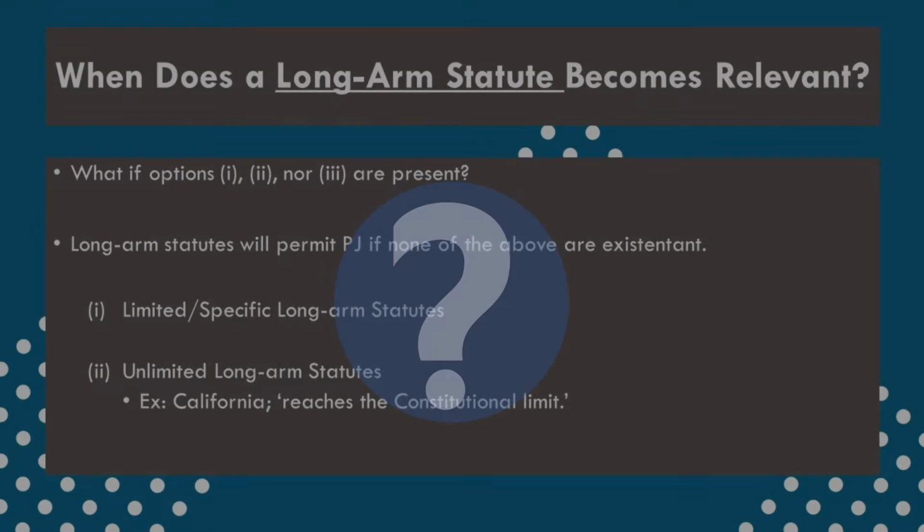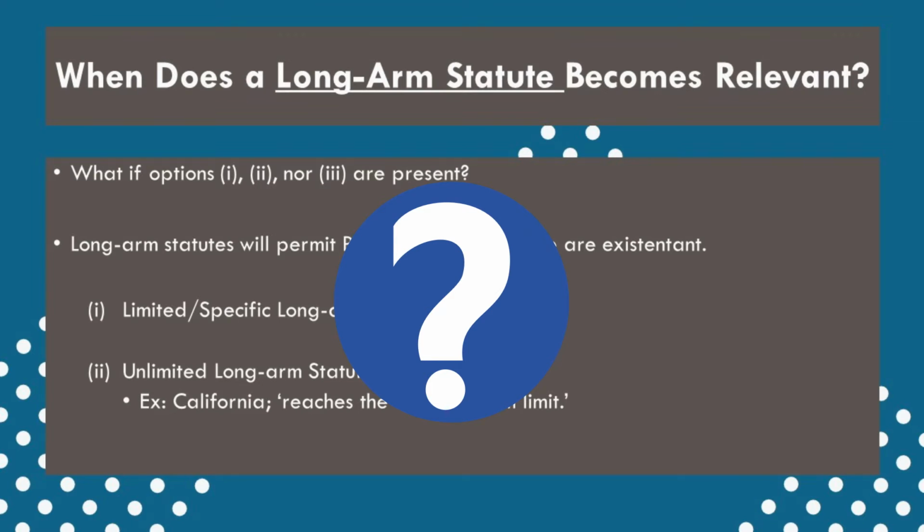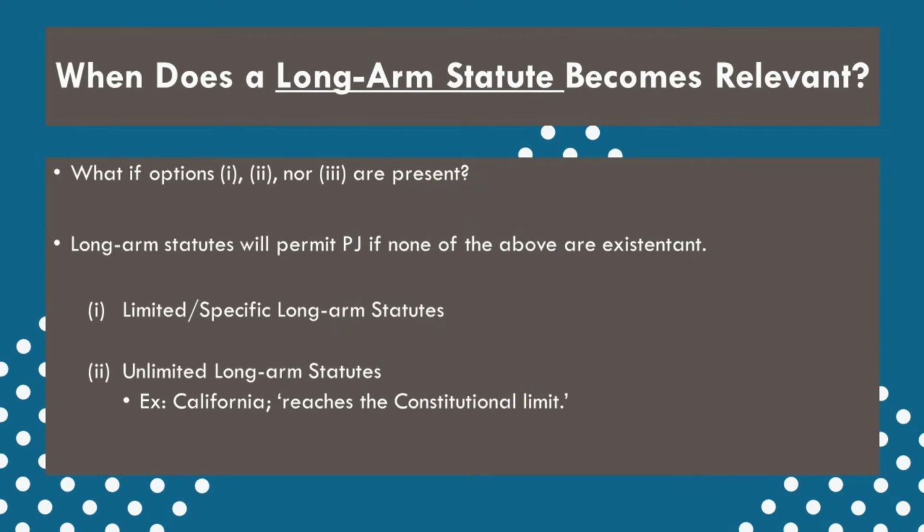So, how can a court exercise PJ over a defendant if none of the previously mentioned circumstances present themselves? In that case, the court must look to the forum state's long-arm statute. These statutes exist to provide the court a basis by which it can exercise personal jurisdiction when there are no other bases to do so. A limited or specific long-arm statute will set out the elements necessary for the court to exercise PJ over a defendant. However, in many states, these statutes are quite broad and are called unlimited long-arm statutes.